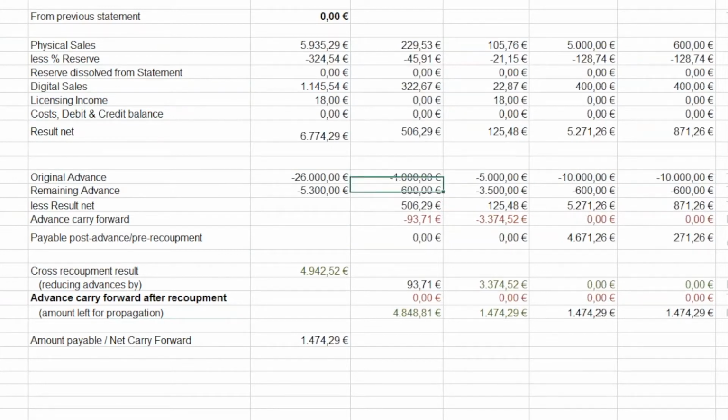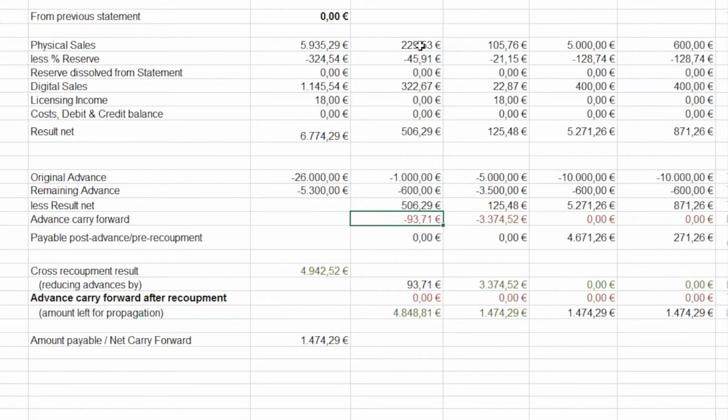With the original advance, the currently remaining advance, the result from here above, and the decision, well, what to do with this result, and it can do multiple things. If it's positive, it can reduce some remaining advance to a lower level, so those 500 euros reduce it to 600.